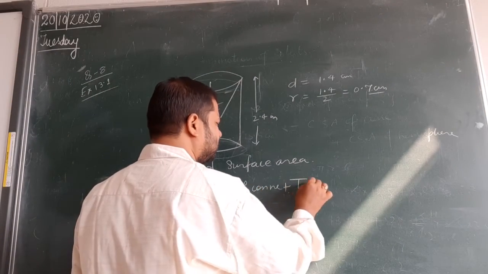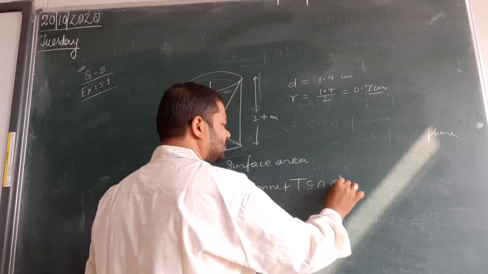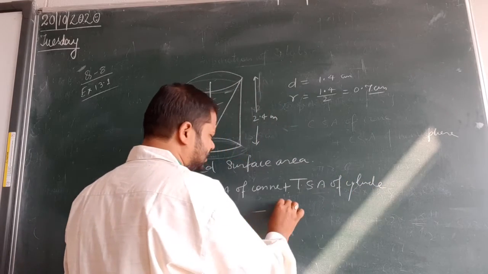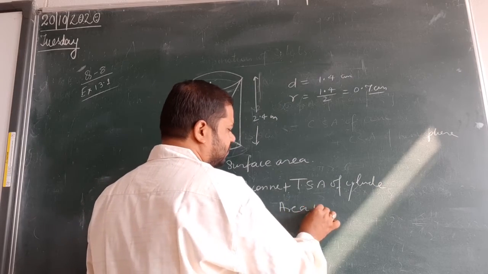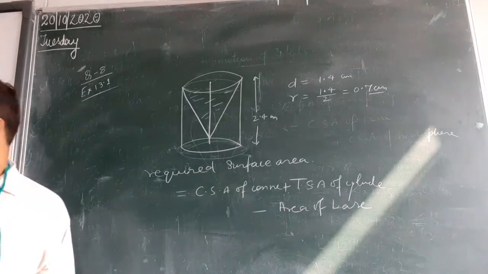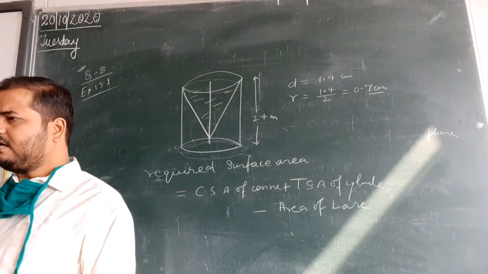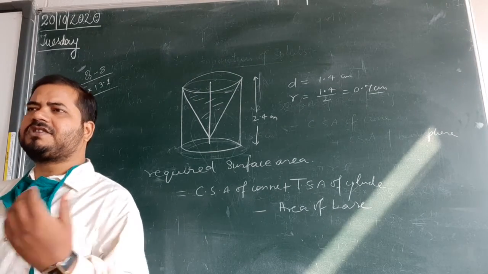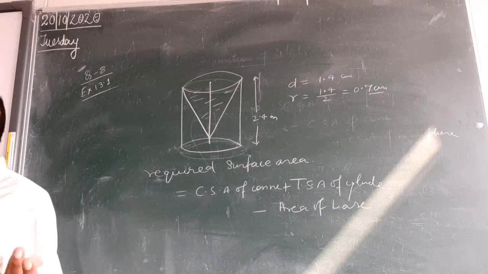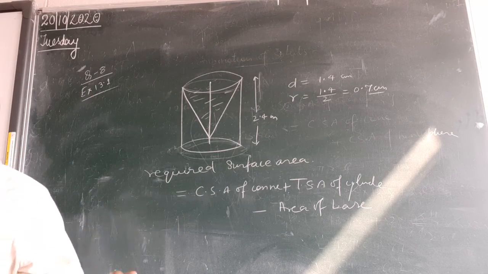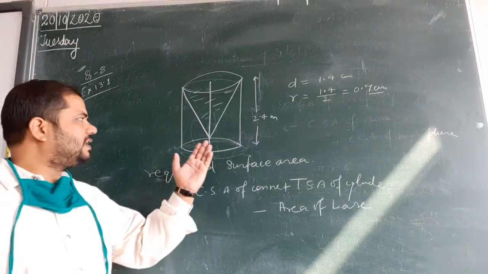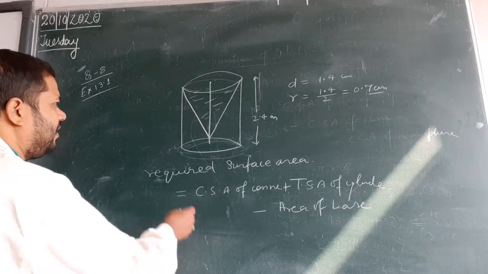TSA of cylinder minus area of base. You can write like this also. No problem. Either CSA of cylinder, CSA of cone plus base area, or else remove the base area. Did you get it? So find it. Everything is given. L you have to find here.